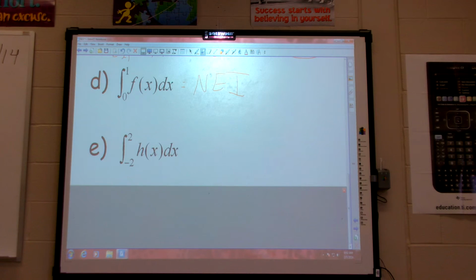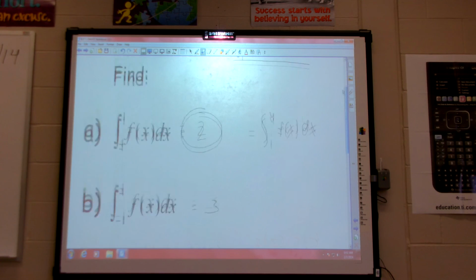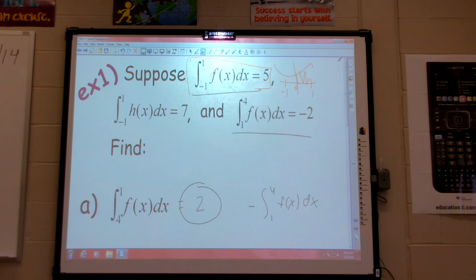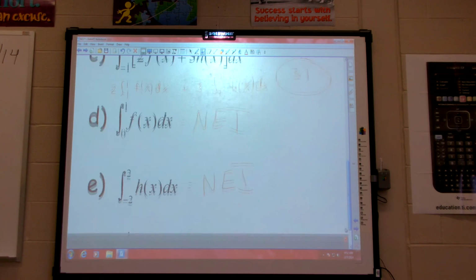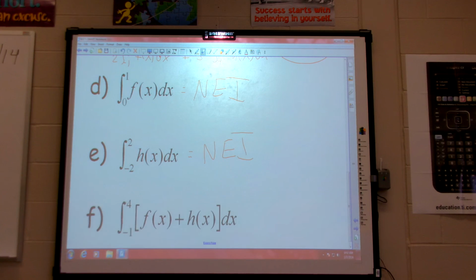Next one. Negative 2 to 2 of h of x dx. What do we think? NEI. Why? Because you have no idea what's going on when you get to 2 or negative 2. Some people want to double this, but we do not know what the function looks like. It all goes back to area under the curve.